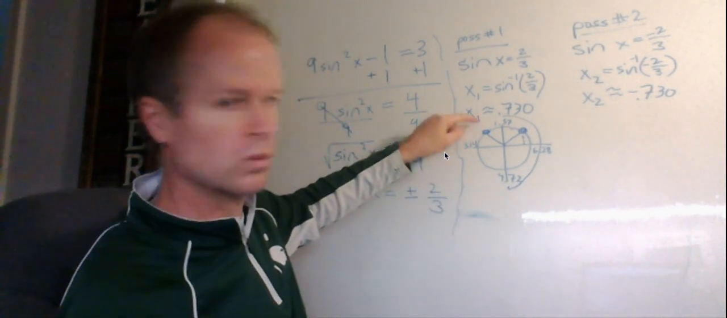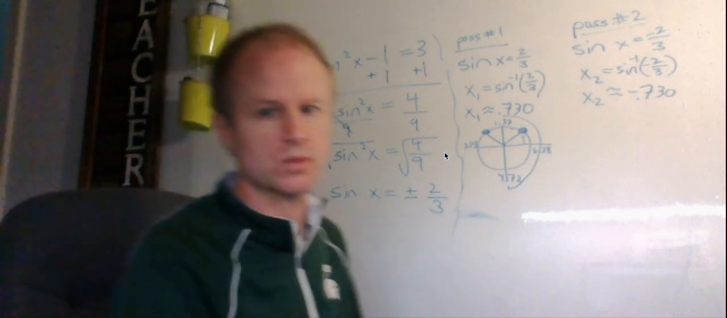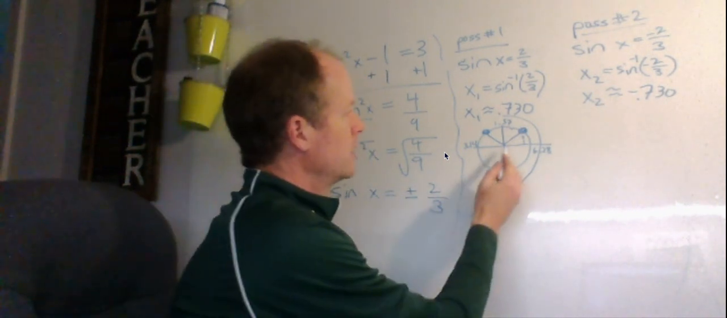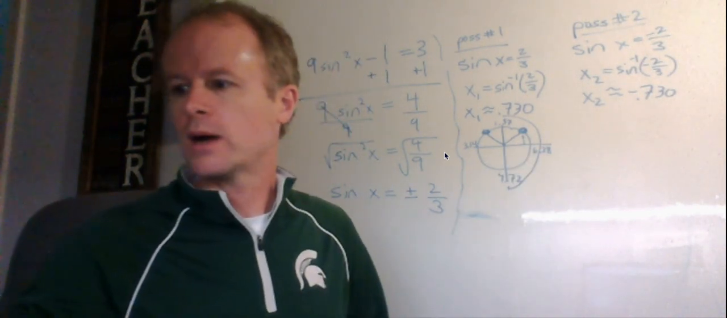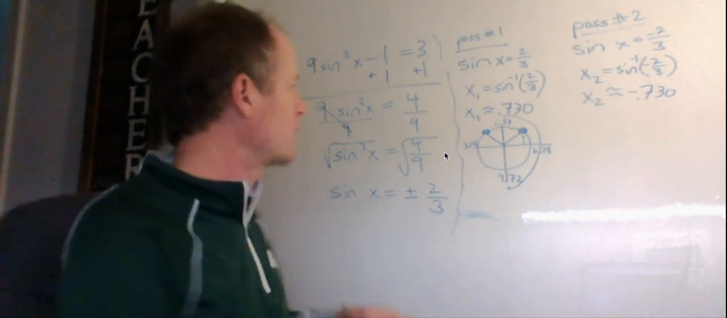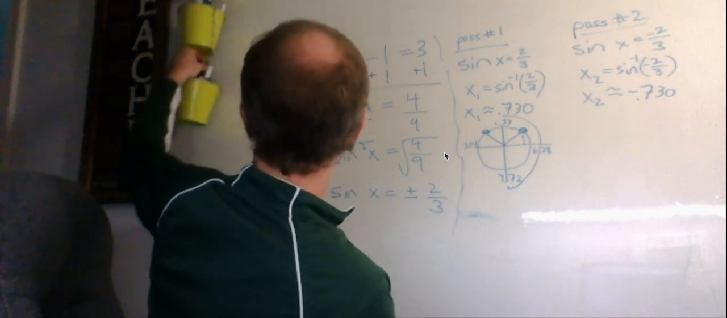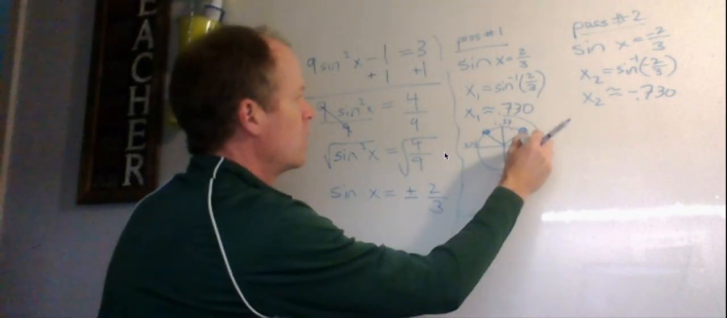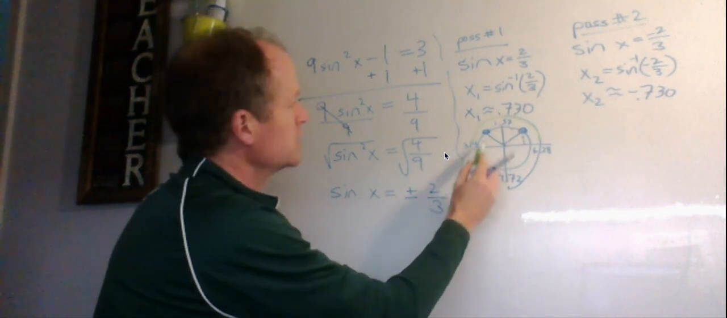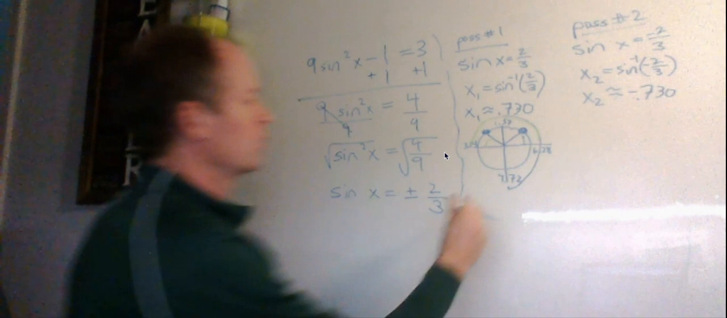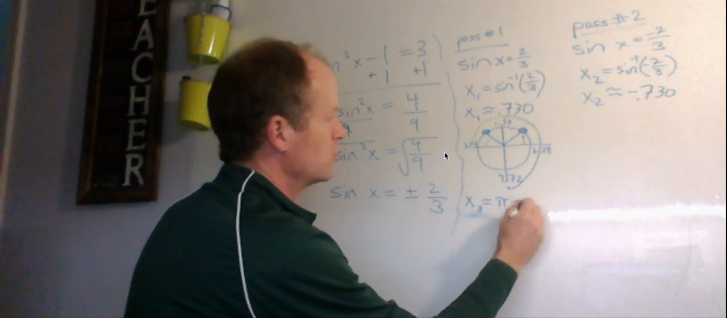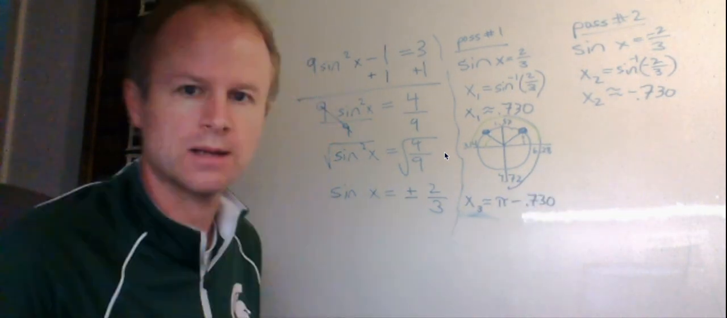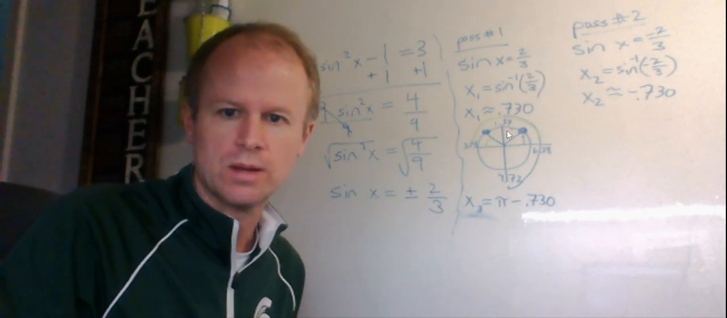Okay, so in order to get the other spot, which is over here, because this is the other place where the y coordinate is also 0.730, I need to do something with that 0.730. So what we're going to do is go all the way around to pi, and then I take away that angle. So my rule is going to be, we'll call this x3, pi subtract 0.730. That will give me my other angle that goes with it right there.